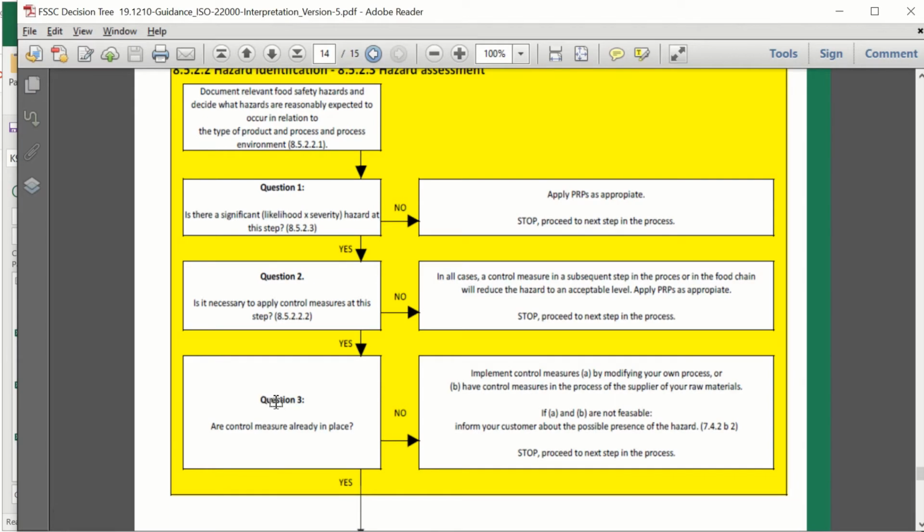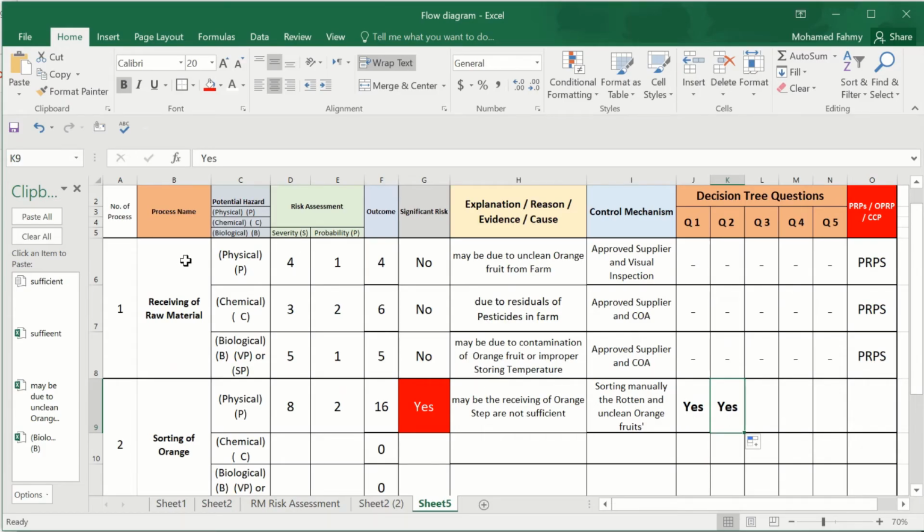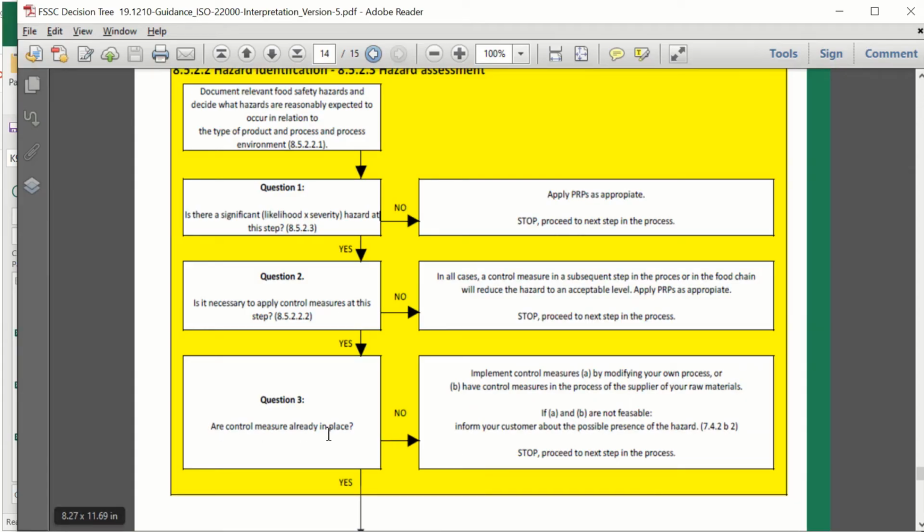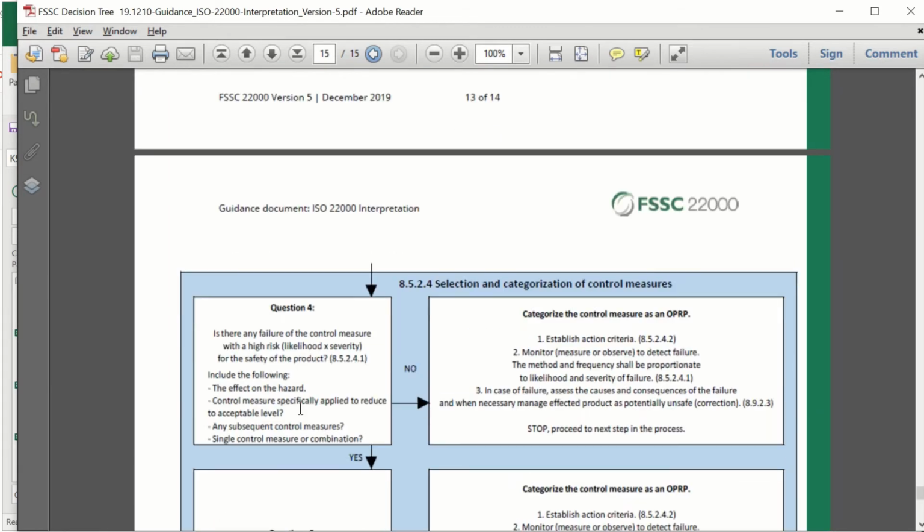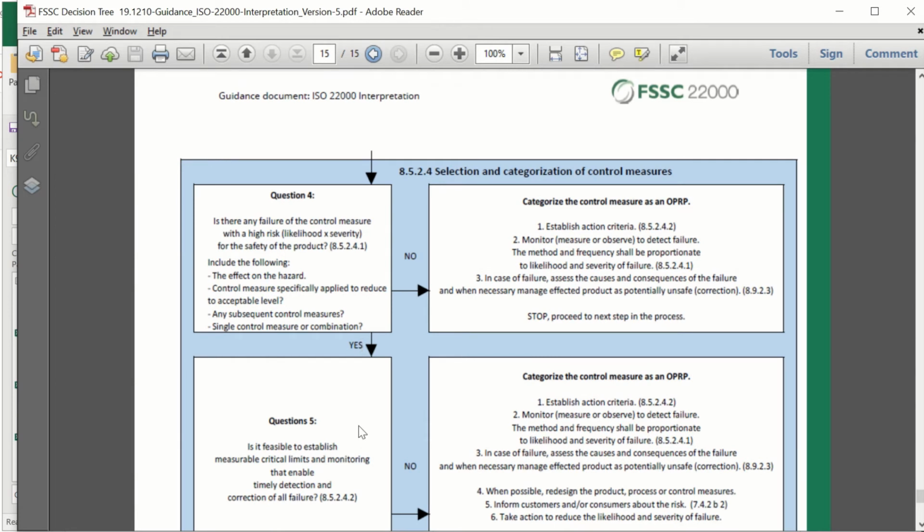For question 3, we have answered that there is no control here. We haven't done the control from the supplier. So the answer will be yes, because the control measure is already in place, because we can't control each fruit from the supplier. Now let's go to the most important two questions.